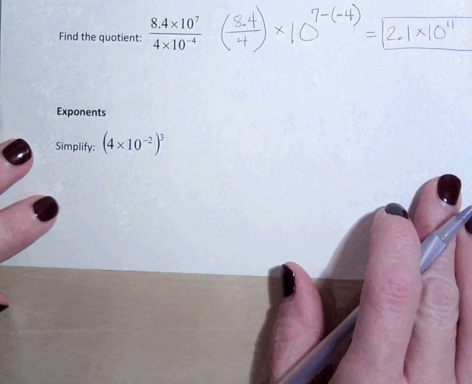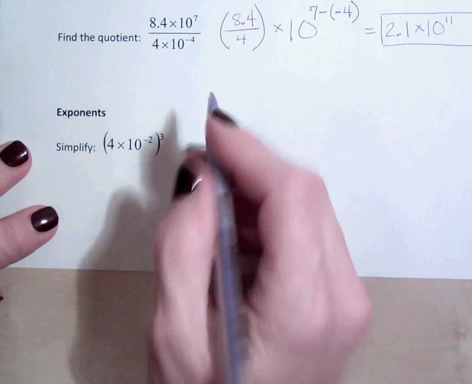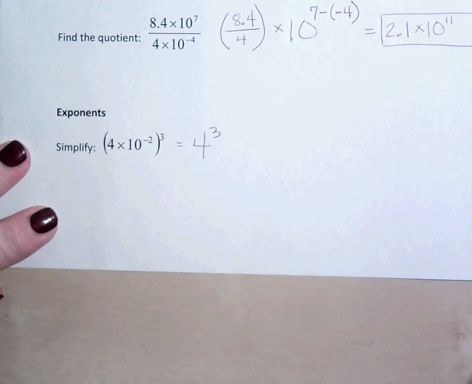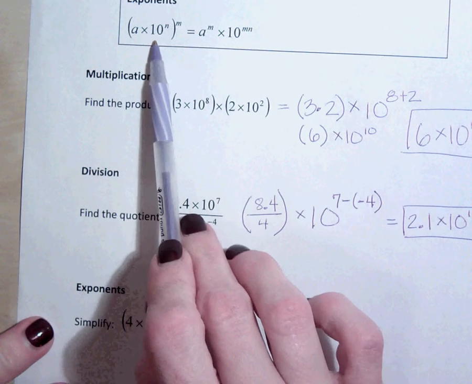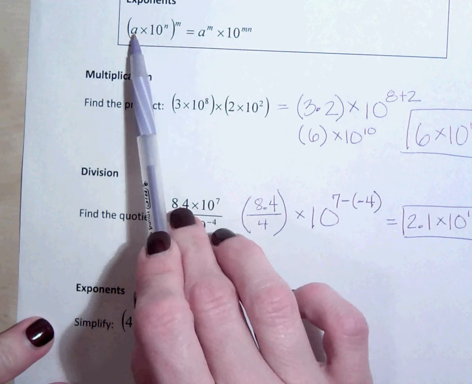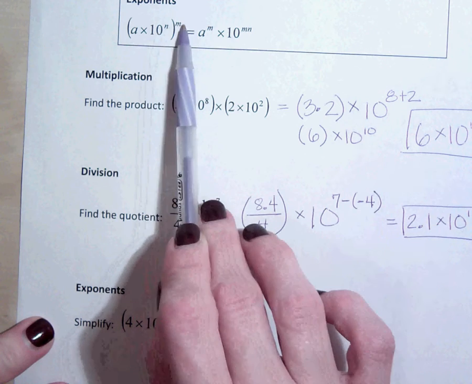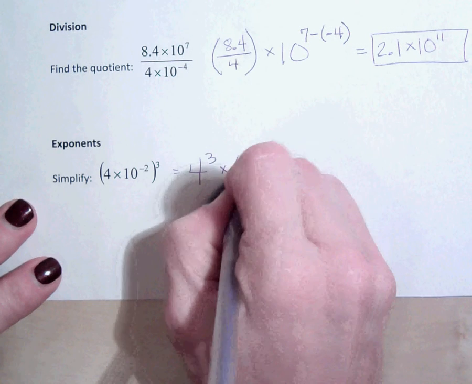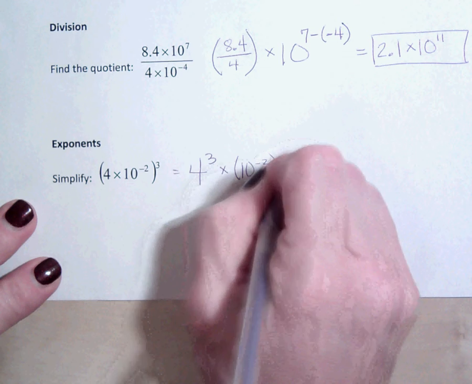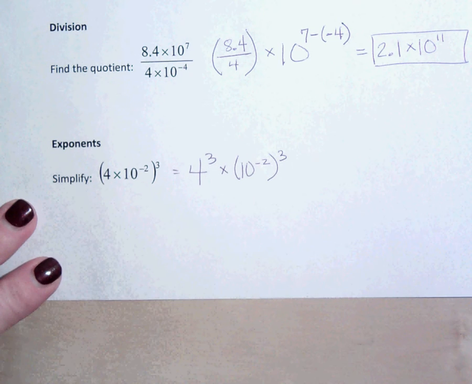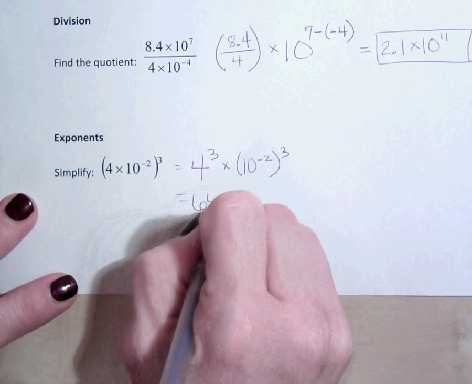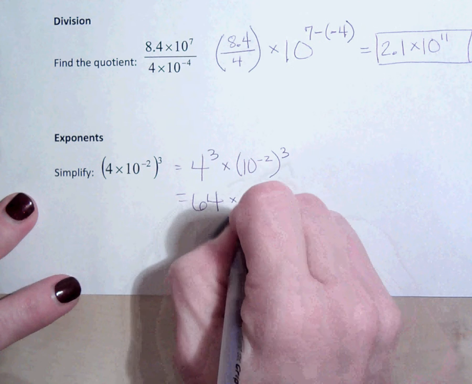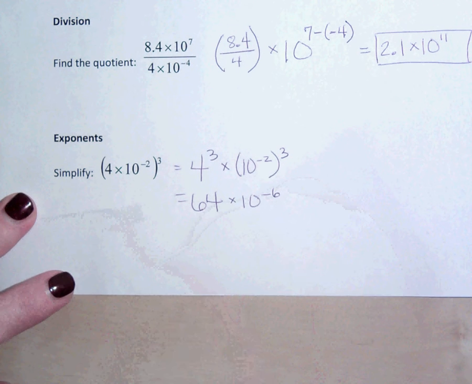And let's look at the last one here. I'm raising it to a power. So this tells me I raise 4 to the power of 3, and again I'm just following the rule up here. The constant gets the exponent as well as the power of 10. Times, and then this is going to be 10 to the negative 2nd power raised to the 3rd power. So this is 64 times 10 to the negative 6.